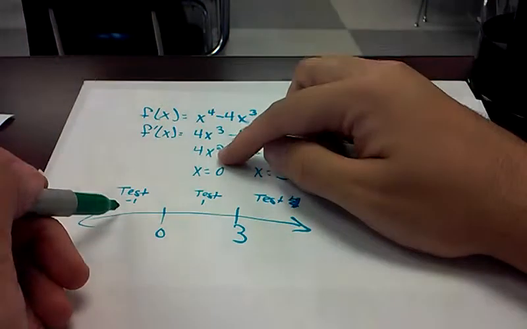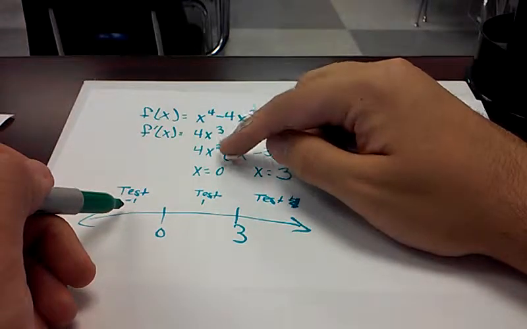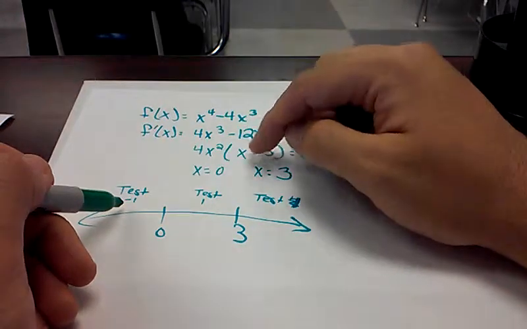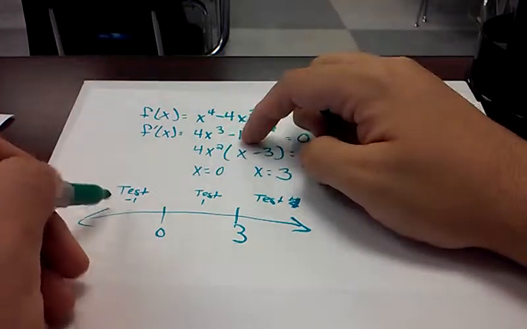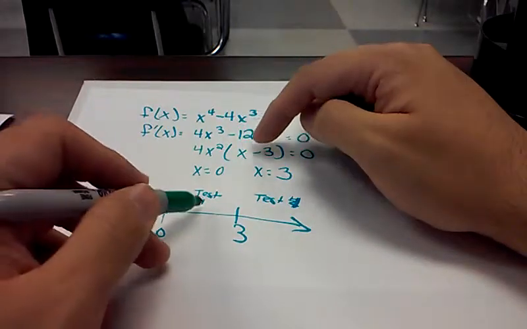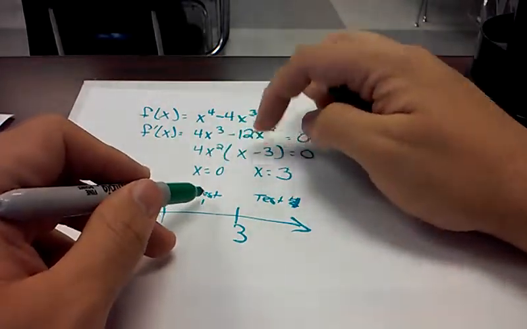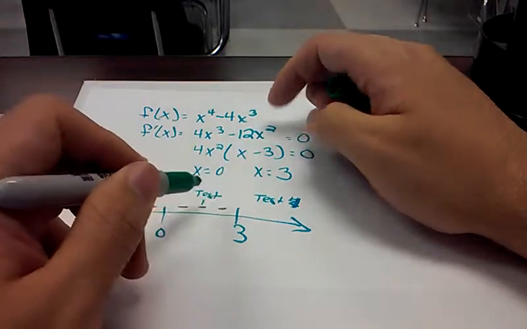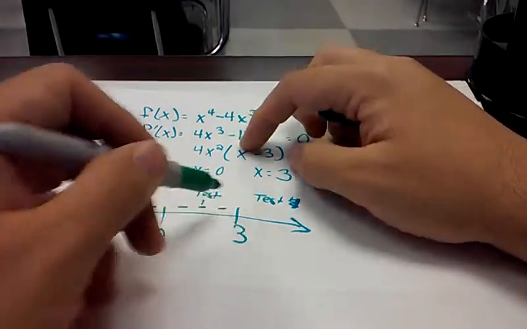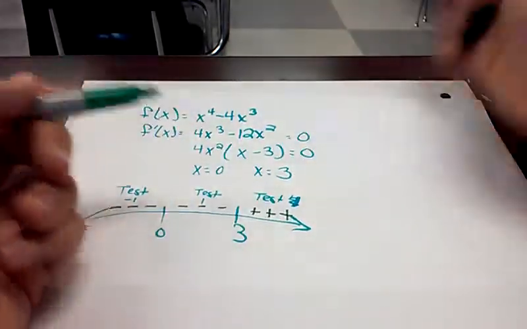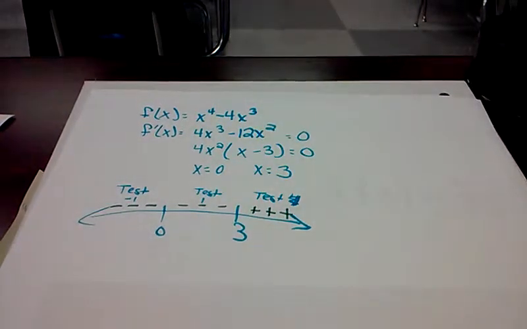So if I plug -1 into the derivative, this is going to be a positive, and -1 minus 3 is going to be negative, so this is negative. If I plug 1 into here, that's still going to be negative. And then if I plug 4 into here, that's going to be positive. So that tells me that the function is decreasing.